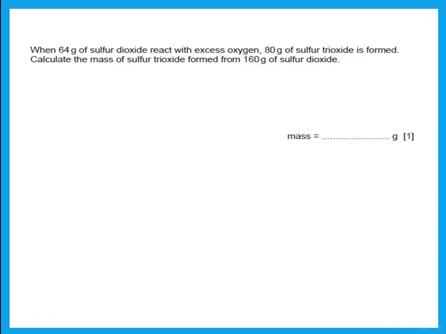Here he's saying when 64 grams of sulfur dioxide react with excess oxygen, 80 grams of sulfur trioxide is formed. Calculate the mass of sulfur trioxide formed from 160 grams of sulfur dioxide. Do we understand how to do this now? It's a cross multiplication and you get the answer.